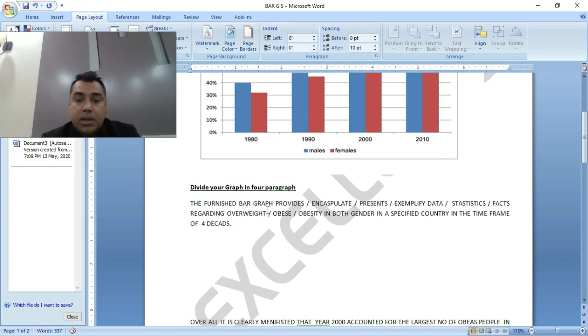The furnished bar graph provides, encapsulates, presents, exemplifies, gives the statistics about or gives the facts regarding overweight or obese people in both the genders in a specified country in the time frame of 4 decades. That you can write down. So here I will use only one vocabulary, which is this, exemplify data. That vocabulary I will use in it. Okay, and overweight, I will use here overweight.